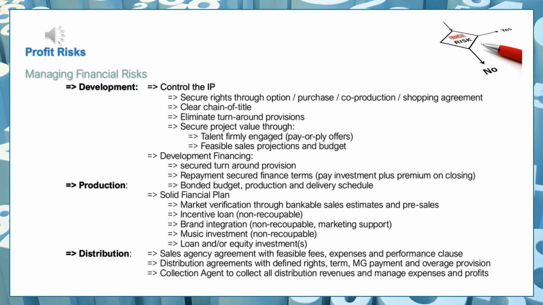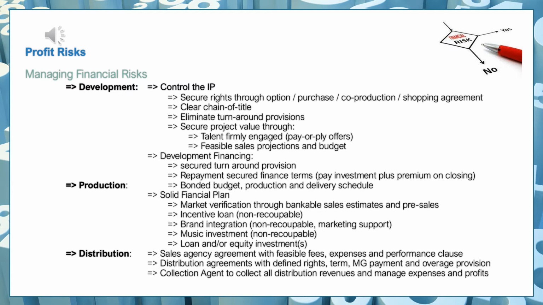We make sure that we have a bonded budget with the bond company that includes a proper production cash flow plan, a proper delivery schedule, and a budget that is bonded and feasible. We want to make sure that we have a solid financial plan where all our financial elements are balanced in a healthy way. We have market verification through bankable pre-sales and sales. We have incentive loans that are non-recoupable. We have some other non-recoupable finance sources in our finance plan to offset the risk for the lender and the investor. We have loan and equity investments in a healthy balance applicable in our finance plan.